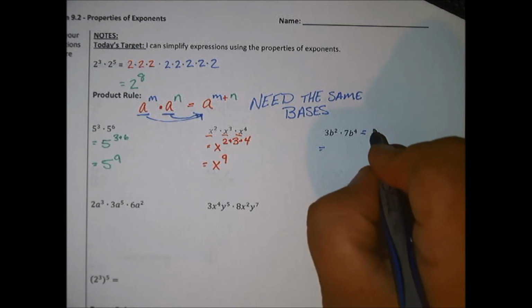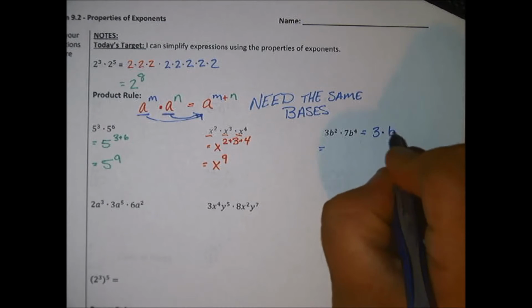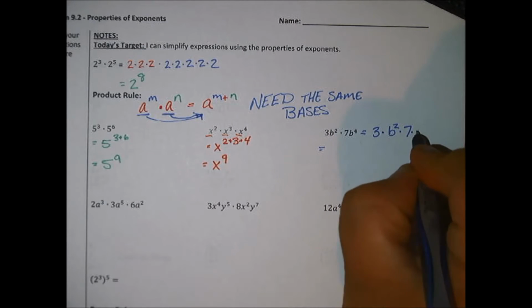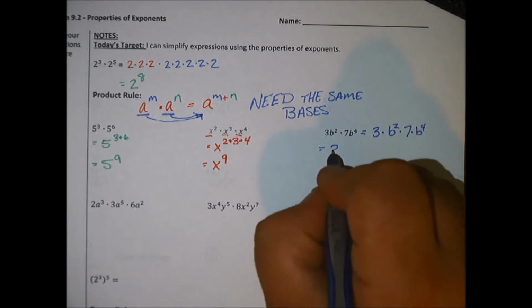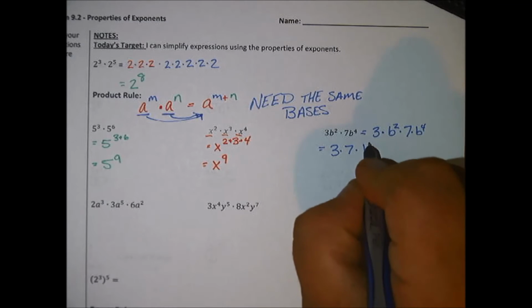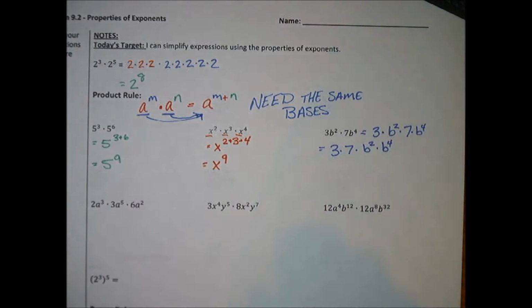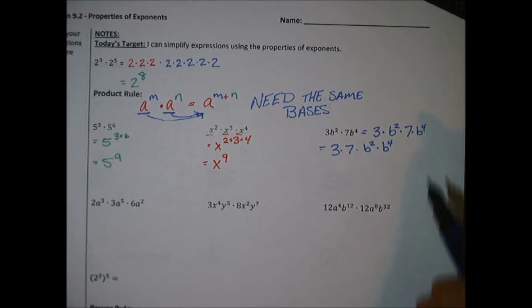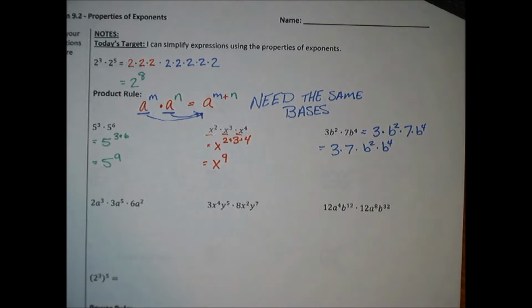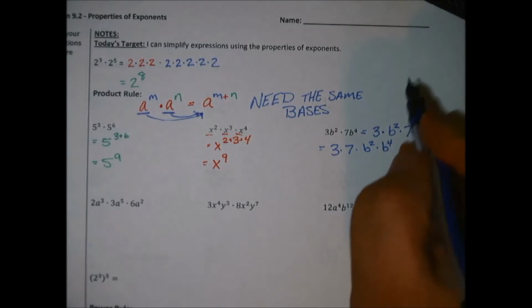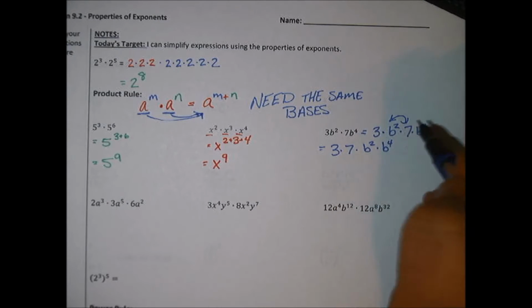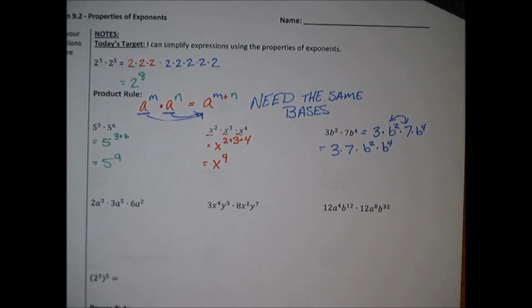I'm going to look at this as 3 times b squared times 7 times b to the fourth. And all I'm going to do is rearrange it to where it's 3 times 7 times b squared times b to the fourth. From now on, you can do that without writing these two steps. We just know that when we're dealing with multiplication, it's what we call commutative, and we can just switch the order of these two. You do it all the time, whether you think about it or not, because somebody told you way back when you started multiplying that you could do that.